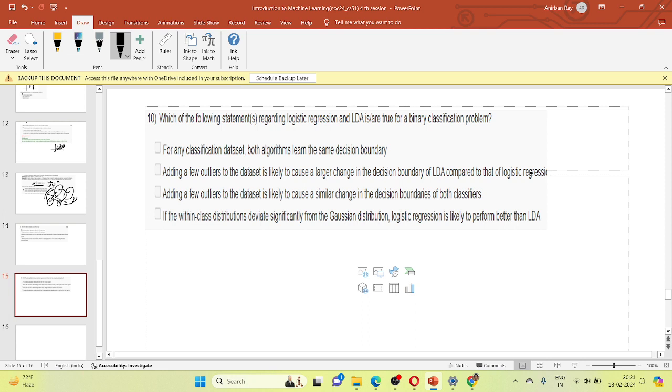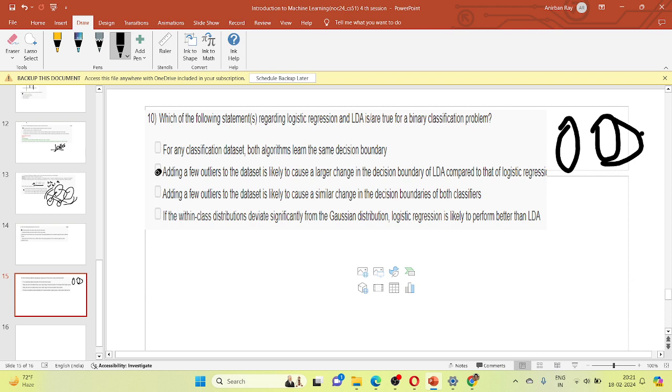The idea is that in the definition of LDA, the variance has to be the same. Suppose there is an outlier here. Then the shape will get something like this, so the variance will become different. That is why LDA cannot work well in this case. So adding a few outliers to the dataset is likely to cause a large change in the decision boundary of LDA compared to logistic regression.